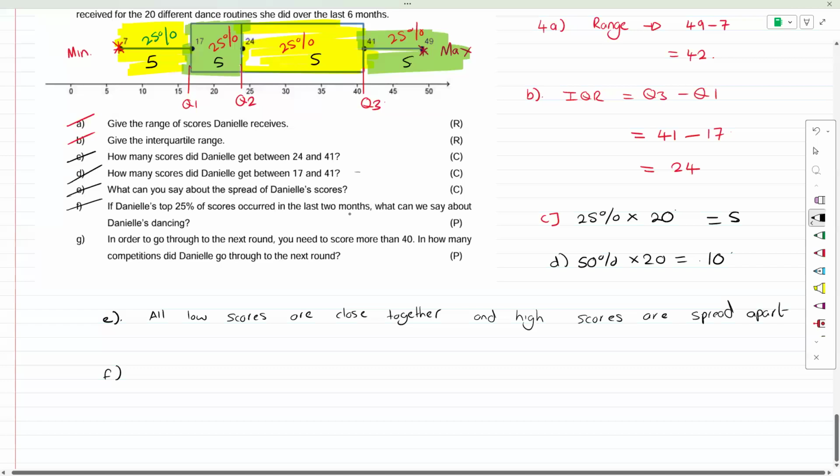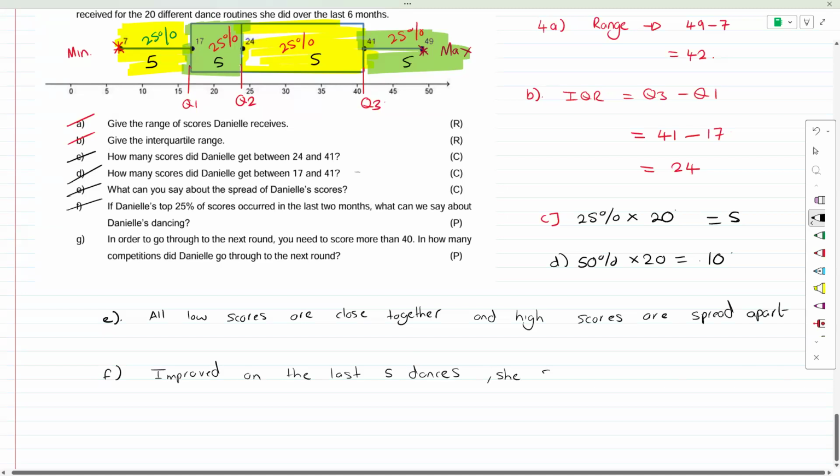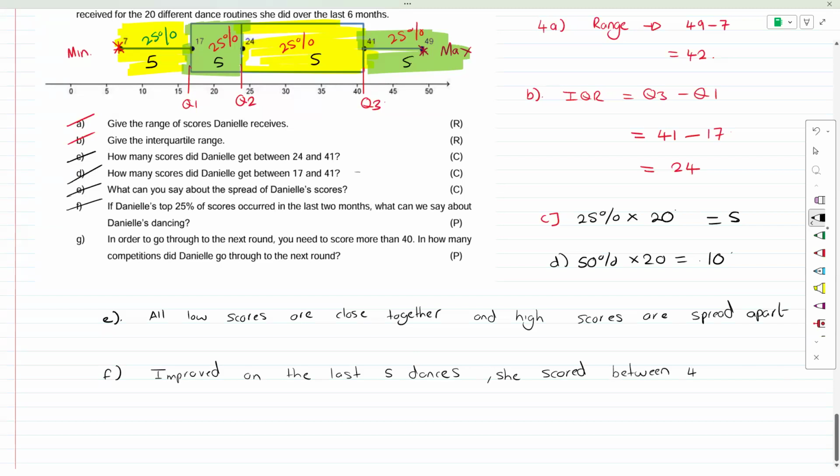If the top 25% occurred in the last 2 months, we can say she improved on the last 5 dances, and she scored between 41 and 49. Okay. Yeah. So that's fine.